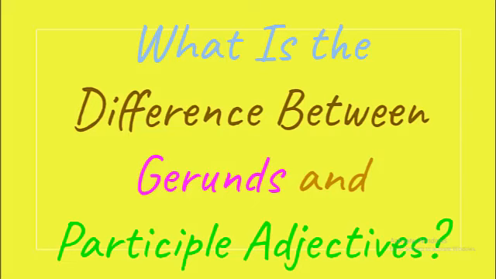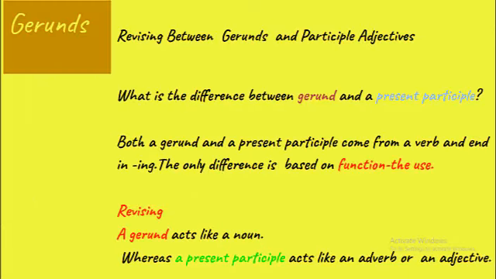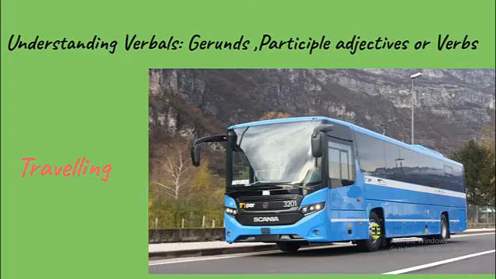What is the difference between gerund and participle adjectives? Now look at the difference. Revising between gerunds and participle adjectives, what is the difference between a gerund and a participle? Both a gerund and a participle come from a verb and end in ing. The only difference is based on the function. Revising, a gerund acts like a noun, whereas a participle acts like an adverb or an adjective.